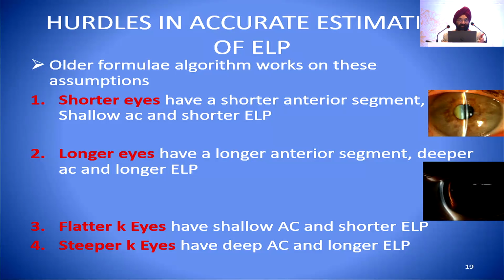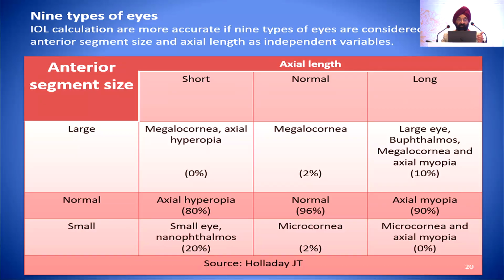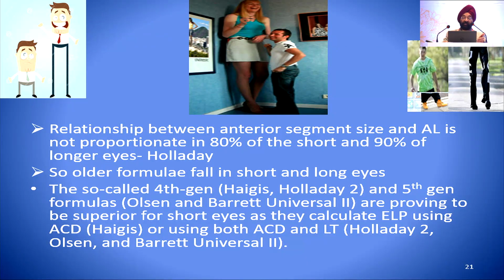There were some hurdles in accurate estimation of effective lens position with the older formulas, because older formulas had some basic assumption, that is, shorter eyes and flatter K eyes were supposed to have shallow anterior chamber and shorter effective lens position, in contrast to longer eyes and steeper K eyes, which are supposed to have deeper anterior chamber. But Holladay taught us that there are 9 types of eyes. Eyes with normal anterior segment, 80% may have short axial length and 90% may have long axial length. And in eyes with normal axial length, 2% may have small anterior segment and 2% may have larger size of anterior segment. So the relationship between anterior segment size and axial length is not proportionate in 80% of short and 90% of longer eyes. So older formulas are bound to fail in short and long eyes.